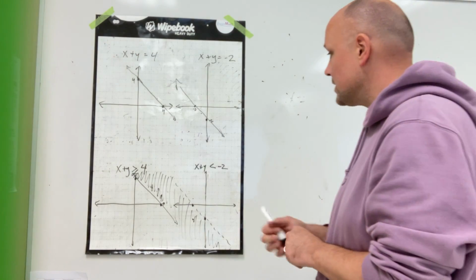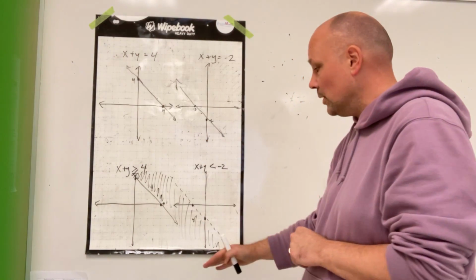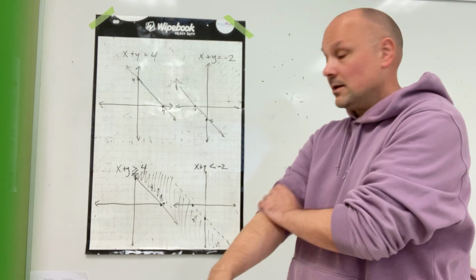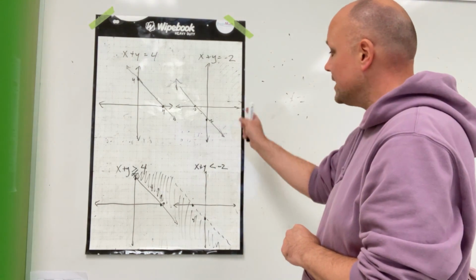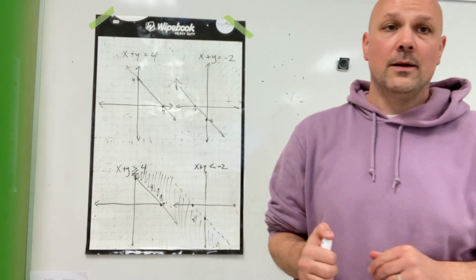Okay? So question is, are we shading above or are we shading below? In this case, it looks like we're shading below because it's less than. Okay? So those are diagonal lines by adding and their inequalities.